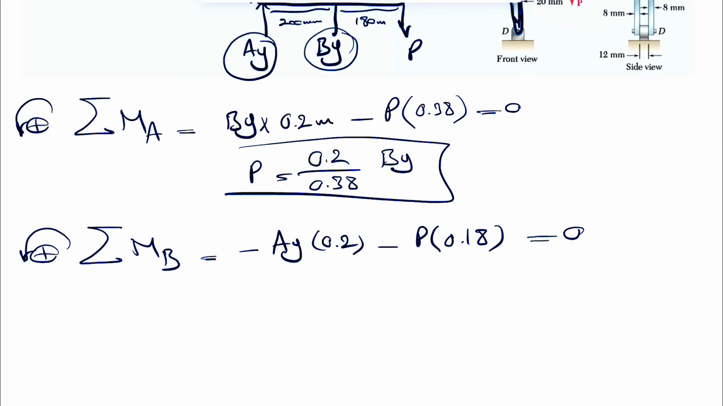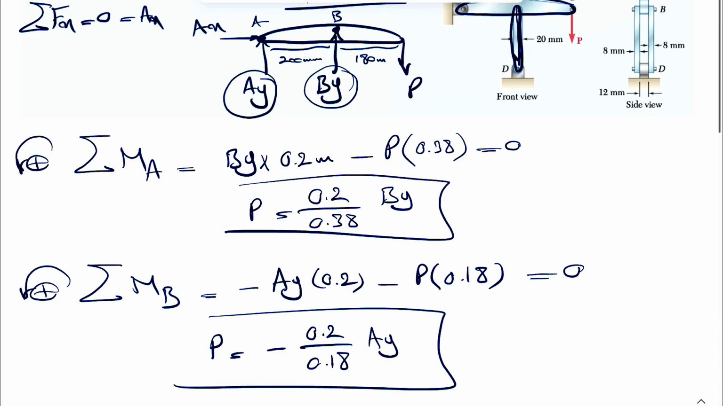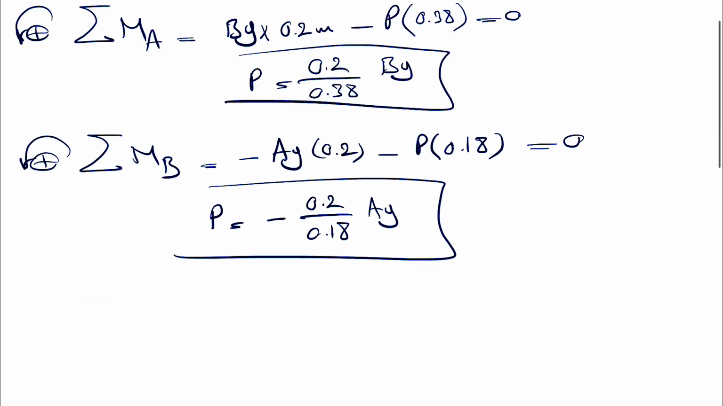And as I mentioned, our P in here based on AY would be negative 0.2 divided by 0.18 times AY. And again, it shows that AY has to be actually upward instead of downward, and our assumption was not correct. So now we have AY and BY based on P.